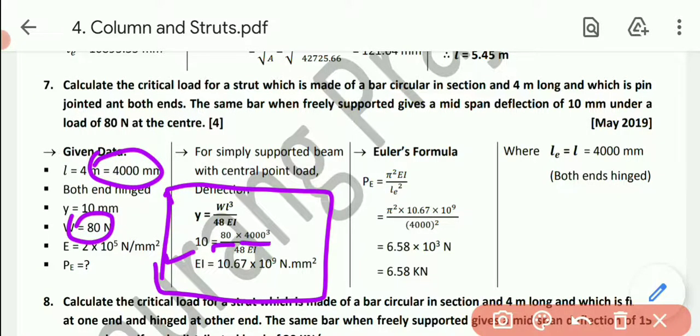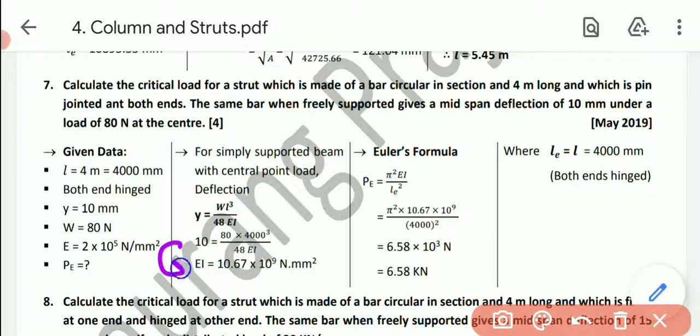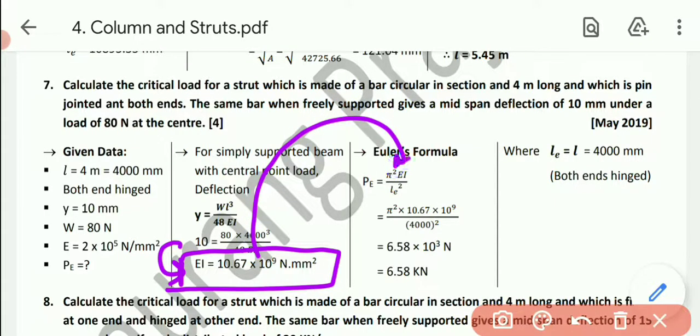So 4000 cube, divided by 48, and keep EI as a constant, because EI is unknown for us in Euler's formula. By solving this, I will get the value of EI, that is 10.67 into 10 raised to 9 Newton into mm square. EI means flexural rigidity. Once I get the value of EI, let's put it in Euler's formula, because those were the terms which were unknown for us.